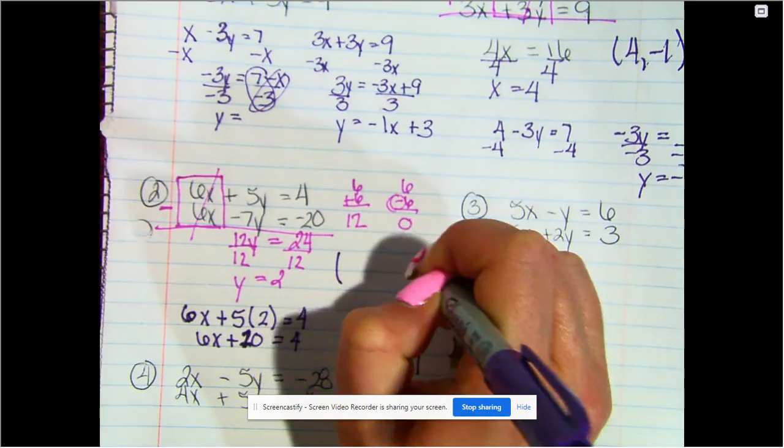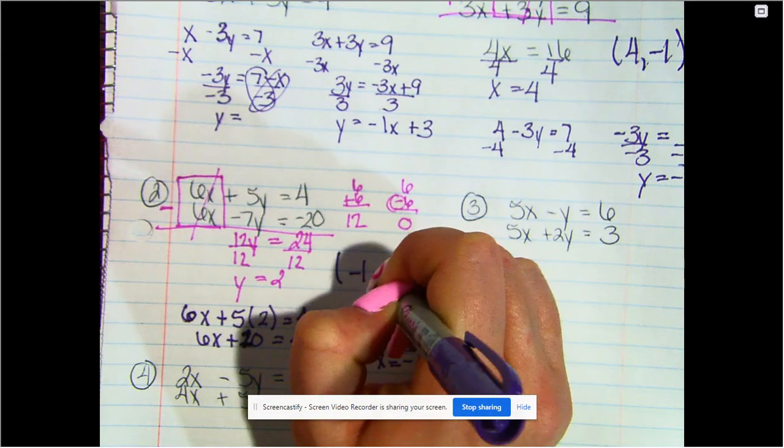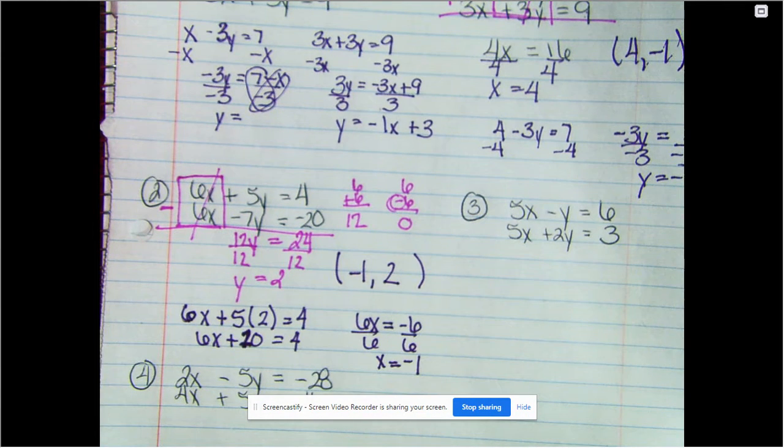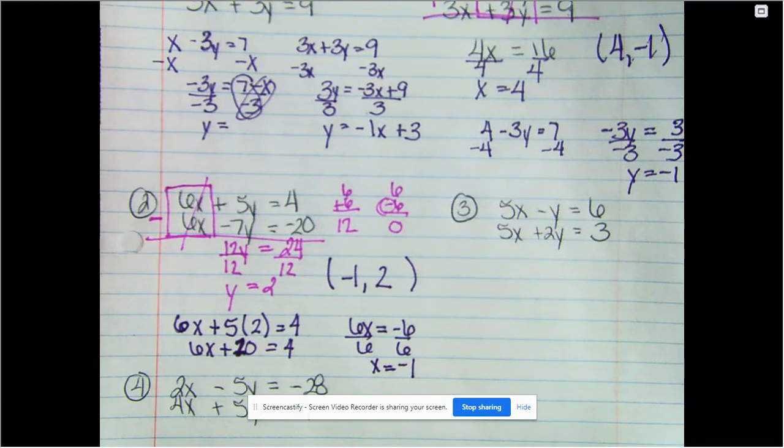So my solution is negative 1, 2. Okay. That didn't take so long with the process of elimination. Okay, let's move on to the third example.